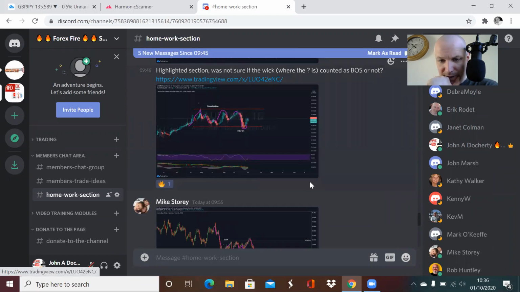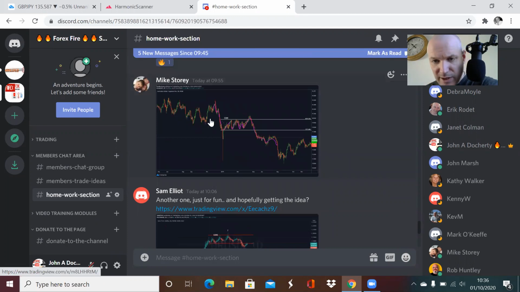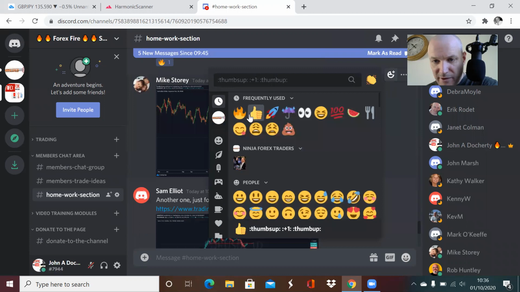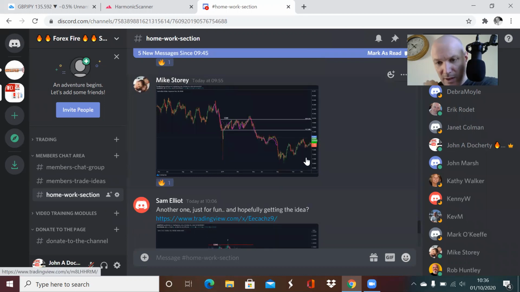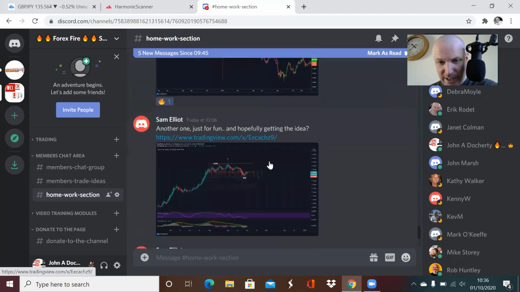Let's give it a flame. That's spot on, Mike Story. Yeah, another one, and these are coming in thick and fast, guys. Thank you very much for giving these in. You've had the downtrend back into consolidation, break of structure on the top, and then we come down, break of structure on the bottom. We're just waiting to come back up to retest, where the bankers area will be, here. Okay, so another flame on there.